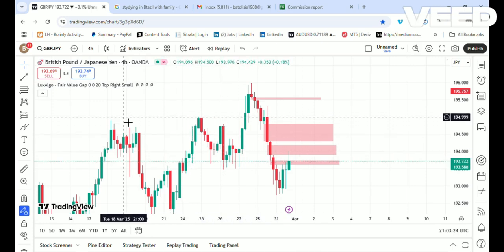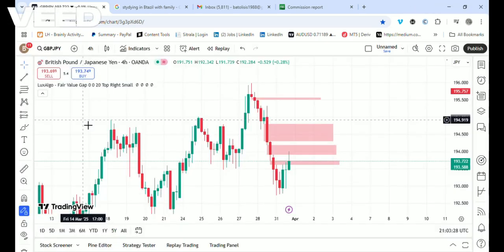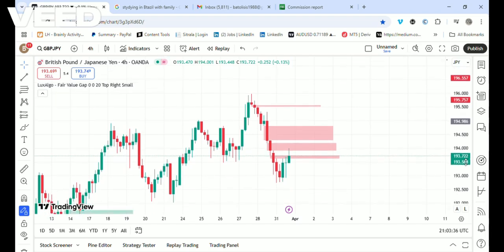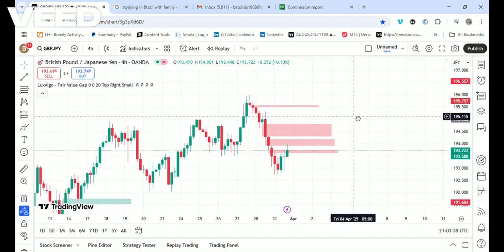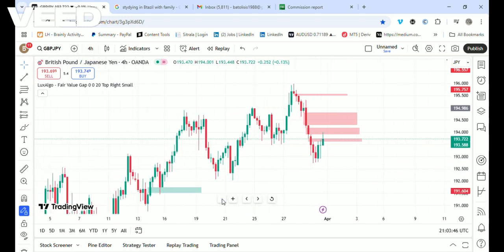You can see on my chart, we're talking about GBP JPY today. GBP JPY on the 4 hours time frame. So I'm trying to catch the move for the week. Whenever I go to a higher time frame, I'm trying to catch the move for the week. And the market has been choppy all through.